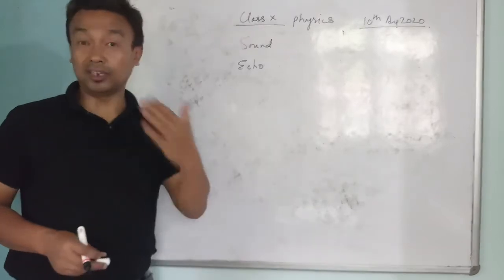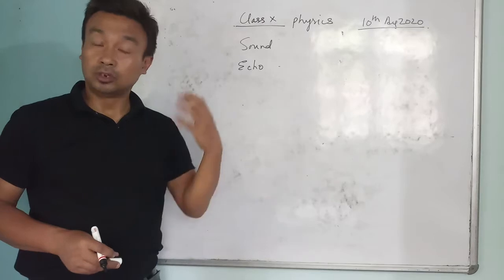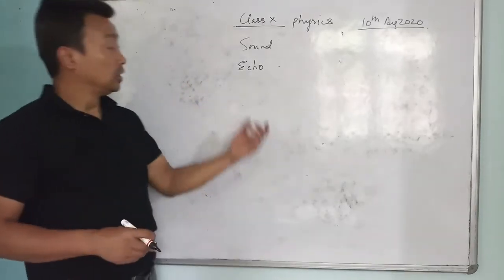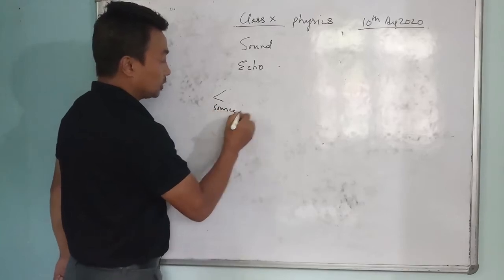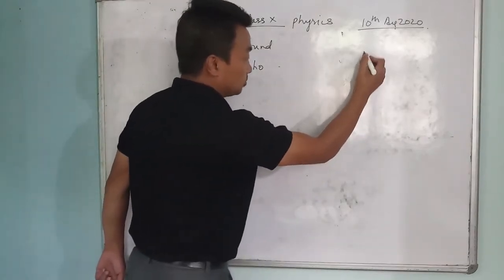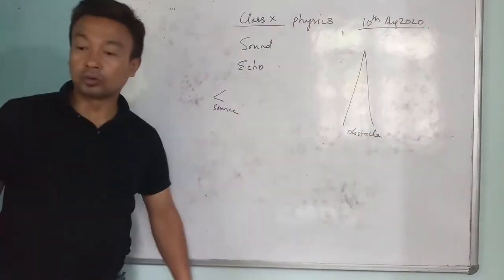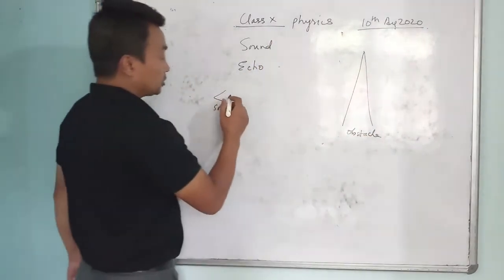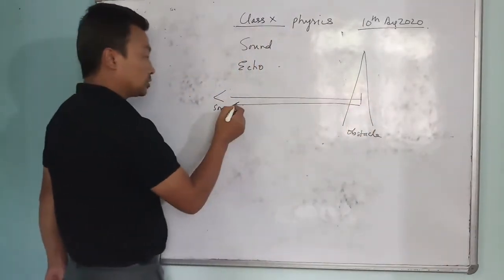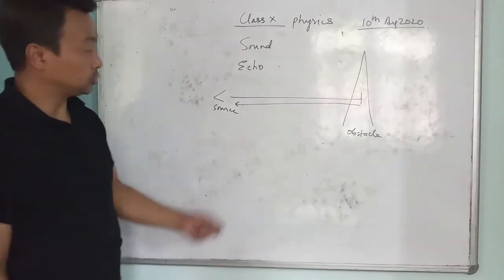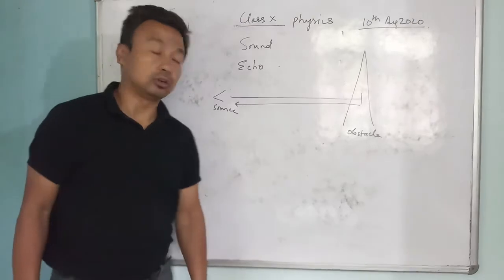Echo is a reflection of sound after it strikes an obstacle. Suppose we have a source of sound here and one obstacle here. The sound travels, hits the obstacle, and returns. In this way an echo is produced. The echo is produced after the original sound has ceased or stopped.